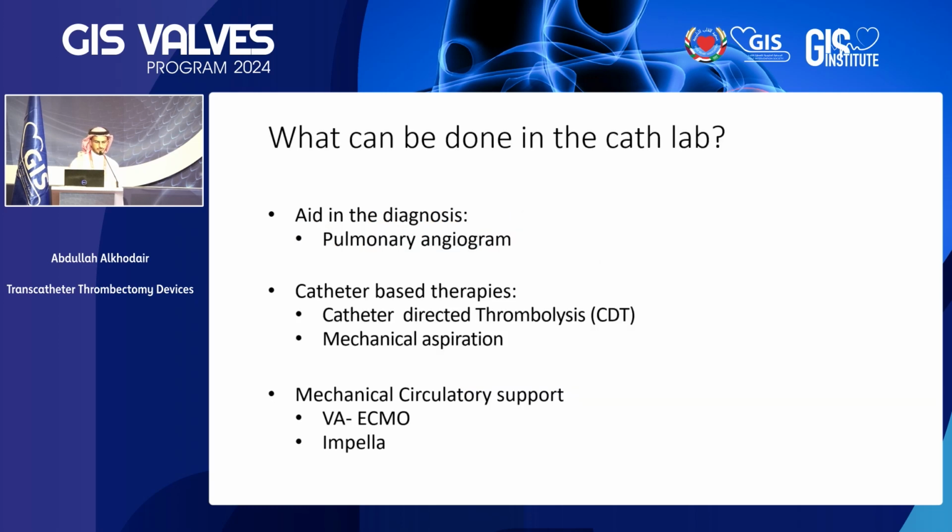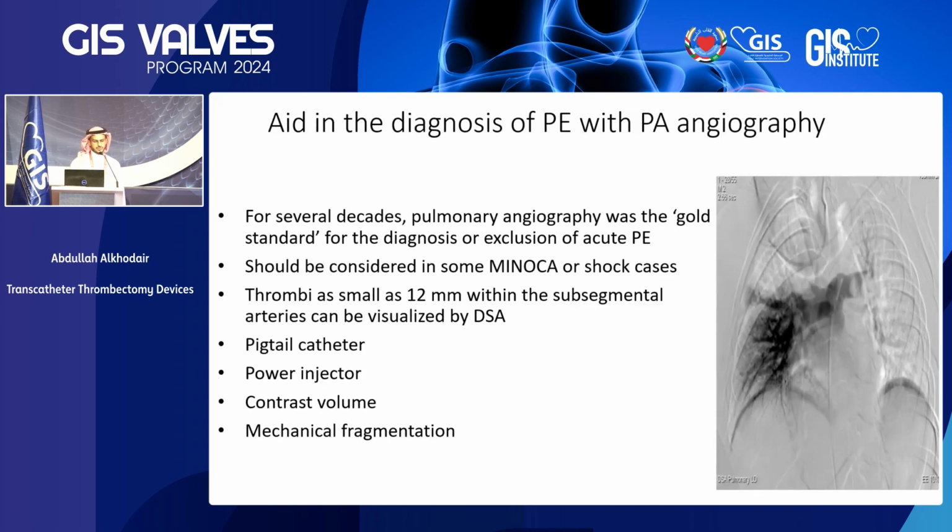Now the question is, what can we do in the cath lab? A lot of things can be done. We'll take them one by one. First, we can aid in the diagnosis. For decades, pulmonary angiogram was the gold standard diagnostic test for PE. It should be considered in cases where there's no obvious coronary problem when a patient comes in with chest pain and some ECG changes, MINOCA cases, or undifferentiated shock cases.